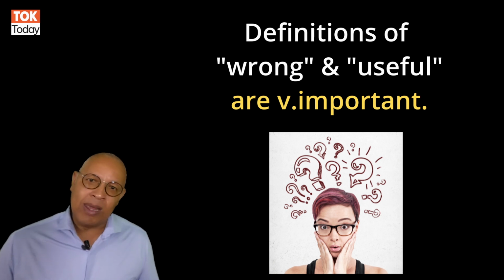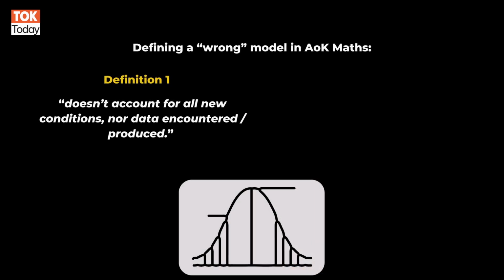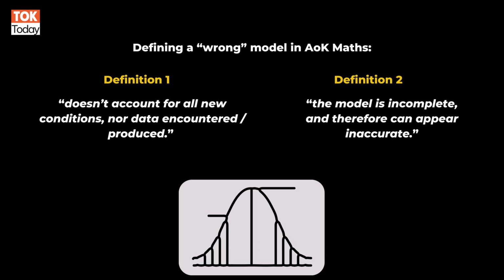For example, let's look at two different definitions of wrong in maths. The first is that the model doesn't account for all new conditions or data encountered or produced. And the second definition is the model is incomplete and therefore can appear inaccurate. You will develop a very different answer to the prescribed title if you were to use the first definition rather than the second definition.